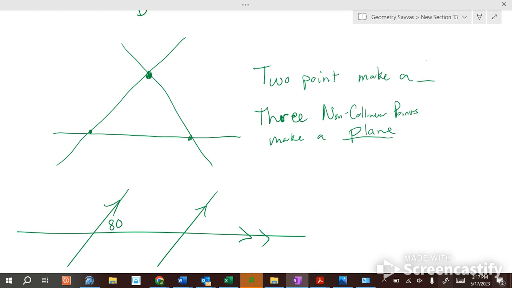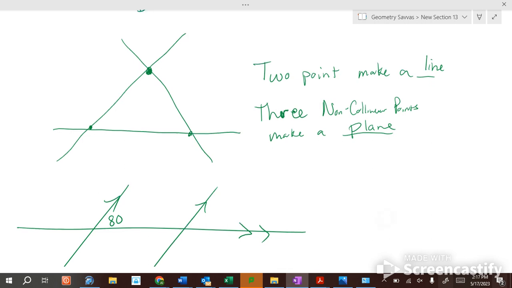So 1 point is just a point in space. 2 points make a line. It takes 3 non-collinear points. What does non-collinear mean? They're not on the same line. Yep. So 3 non-collinear points to make a plane.